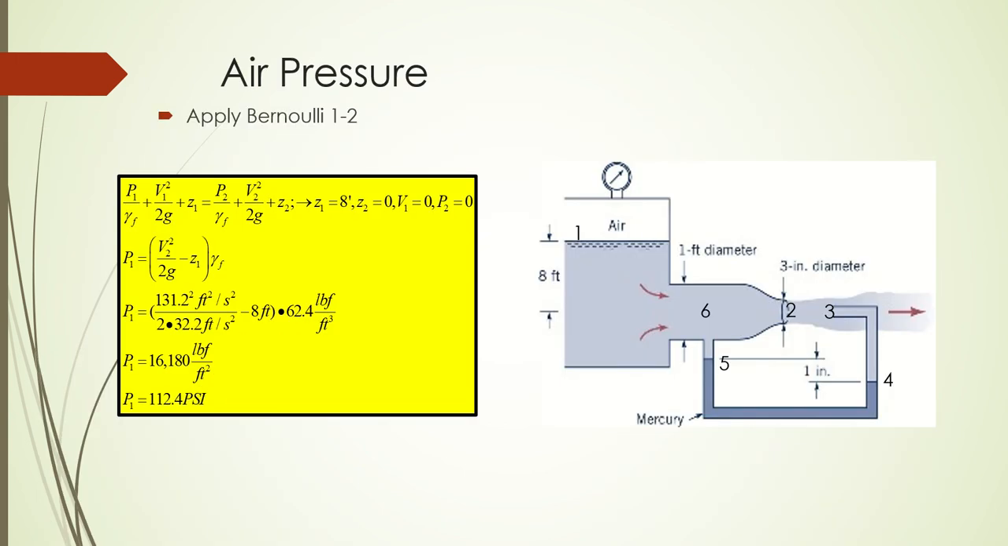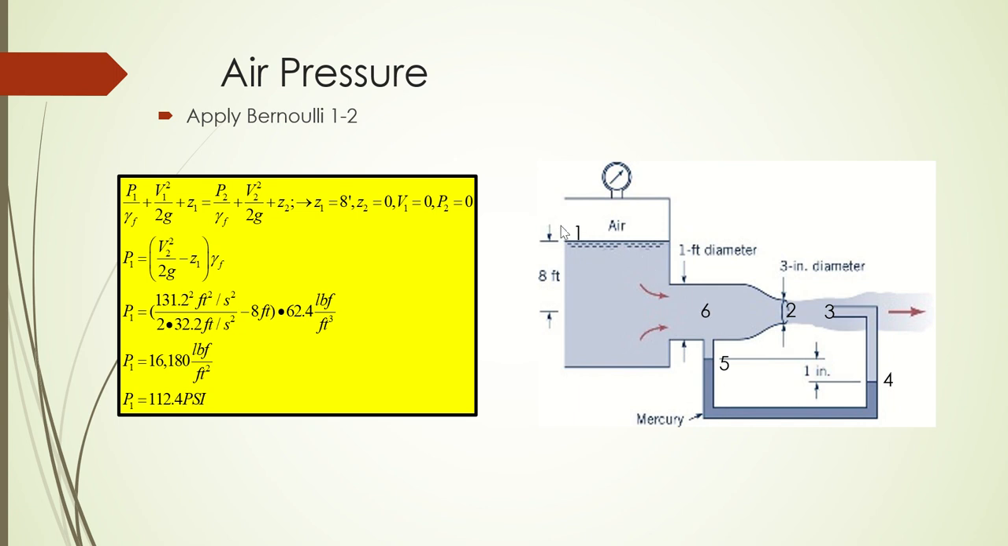The next thing you want to do is find the air pressure. So we apply Bernoulli. I can apply Bernoulli between 1 and 2. Some people may say I want to apply Bernoulli between 1 and 6, but I don't know the pressure at 6. I know the difference between P6 and P3, but I do not know the pressure at 6. So 6 might not be the best option.